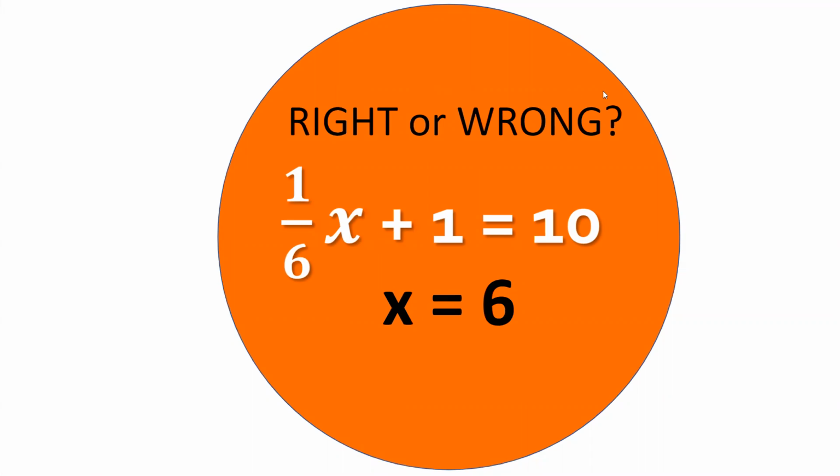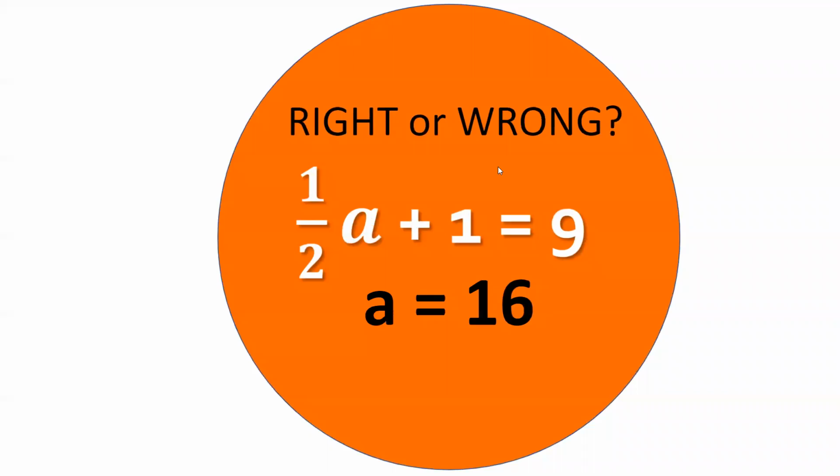Hopefully you said that this one is wrong. 1/6 of 6 is just 1, and 1 plus 1 is 2, not 10. So this one is a wrong answer. Wrong or right, try it out. This one you should have said right, because half of 16 is 8, and then 8 plus 1 equals 9. So that is correct.